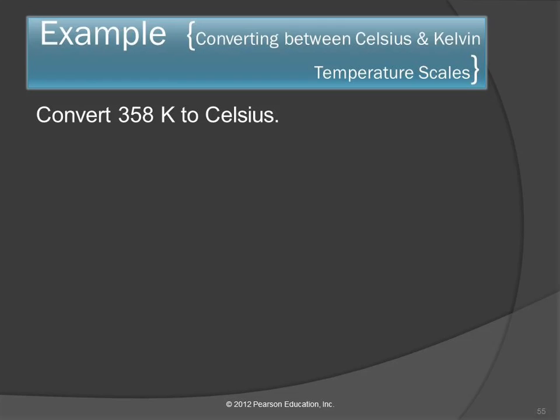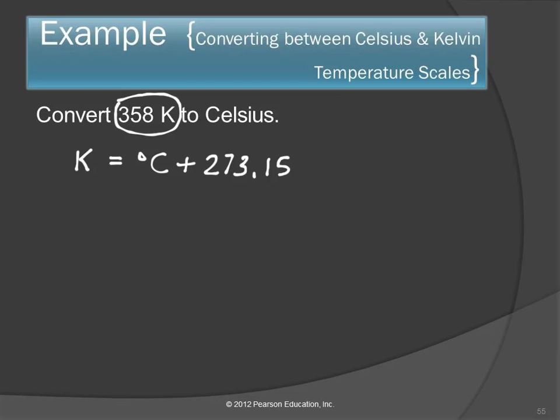I don't know. So we only have one number here. A pretty straightforward problem. Convert this to this. Convert 358 Kelvin to Celsius. Well, temperature conversions, we need an equation. So the Kelvin temperature equals the Celsius temperature plus 273.15. Why is it 273.15? It just is.